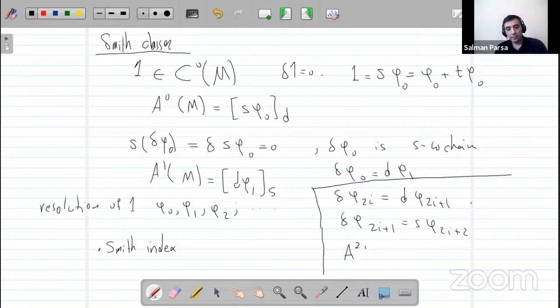So the Smith class of an even dimension will be the cohomology class of the even dimensional cochain in this resolution, with S applied to it, and then you take the cohomology of this. And the odd dimensional one would be: take the odd dimensional chain in the resolution, apply D to it, and then take the S cohomology class.